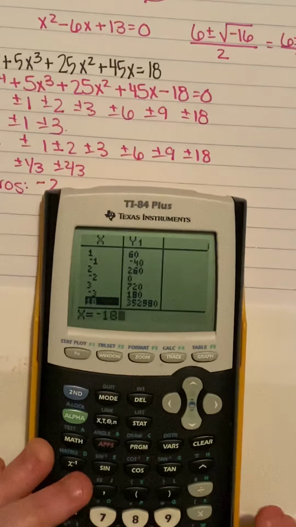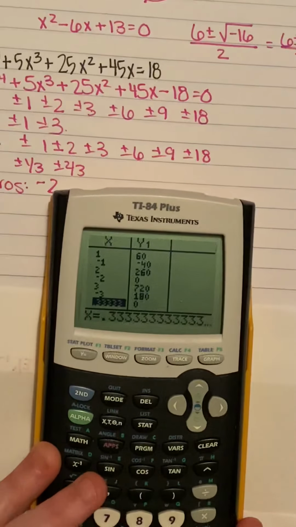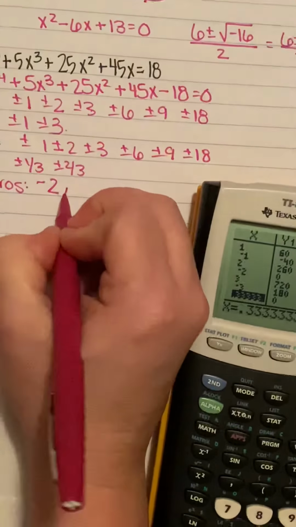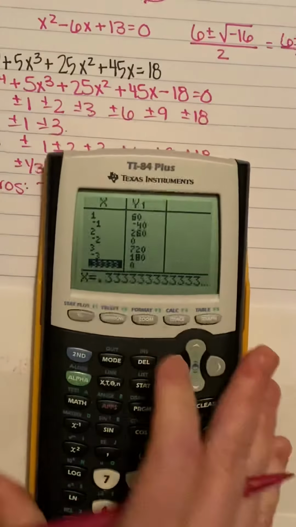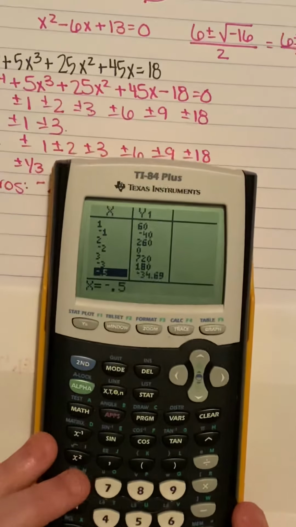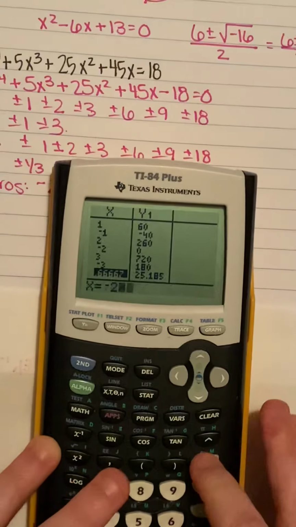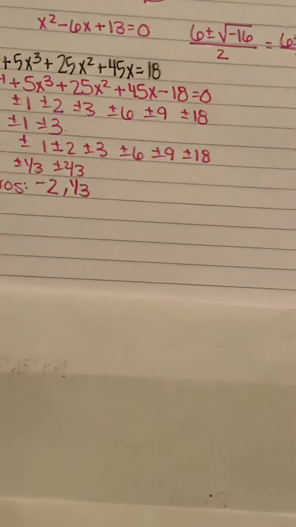No, negative 18, no, 1/3. Yes. All right, so let's go ahead and write 1/3 down. I'm on 1/3, so I got negative 1/3. No. 2/3, no. Negative 2/3, no. All right, so I got 2 solutions out right here.